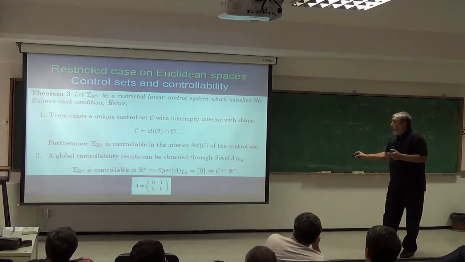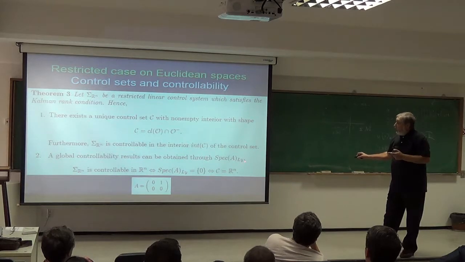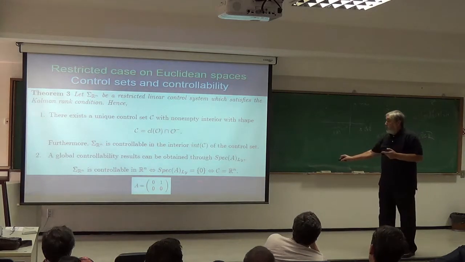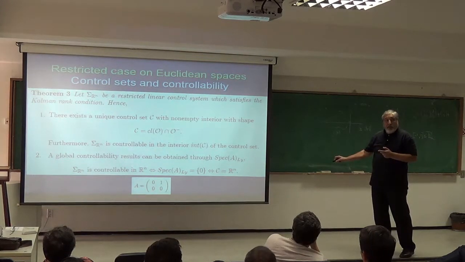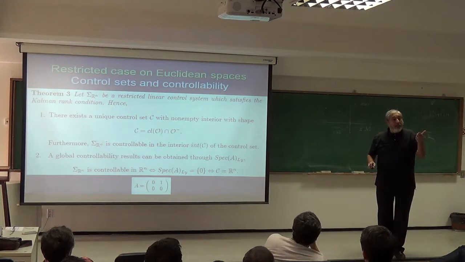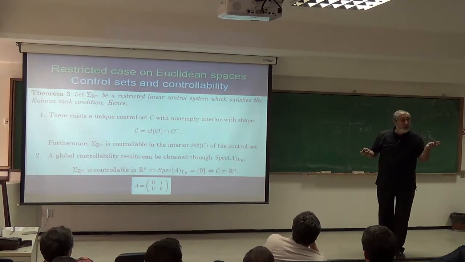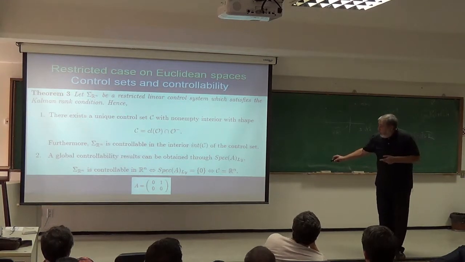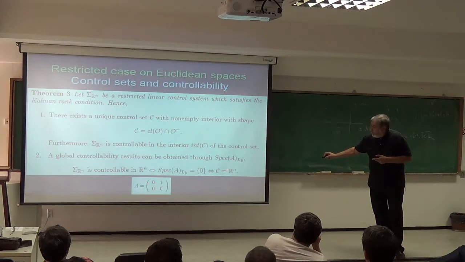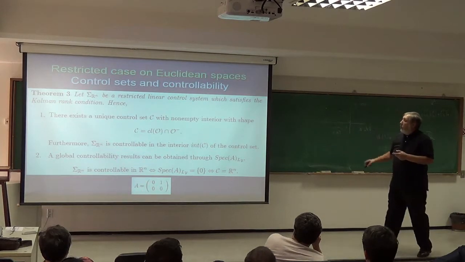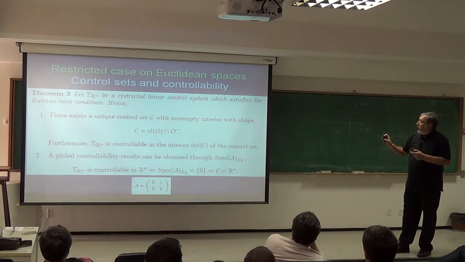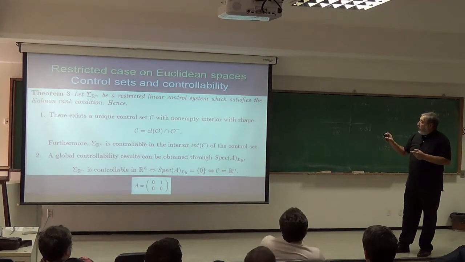You need something more. You need the hypothesis that the spectrum of your matrix A is 0, which is the case here. You see? So for the chain example, the Kalman condition will be enough, because this is okay here. So now we know you can connect any two points in the plane.